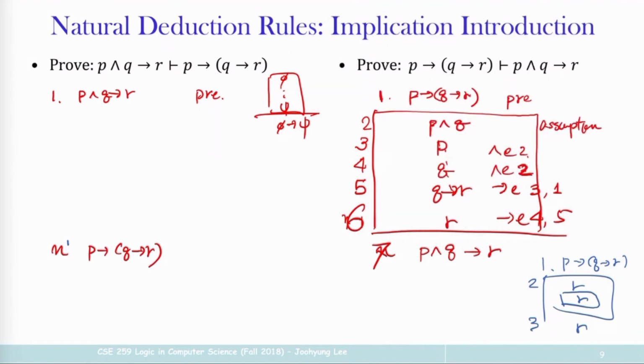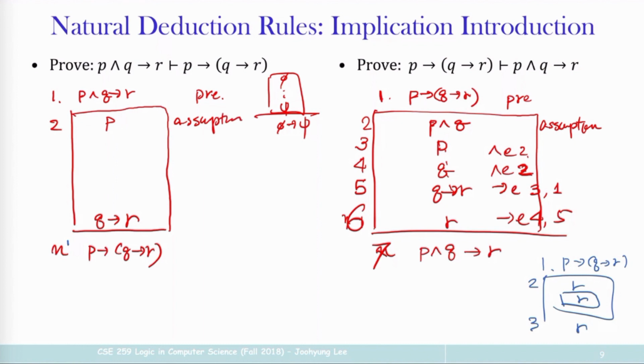Okay. So what I can do is I can introduce a box, and inside the box P is true, and from this we derive Q implies R. So this is line 2, assumption. Assumption means that it's not necessarily true, but let's assume for now P is true. And somehow if we can derive Q implies R, then we can say P implies Q implies R is true. Okay, good.